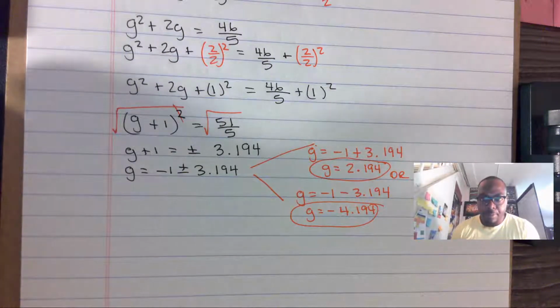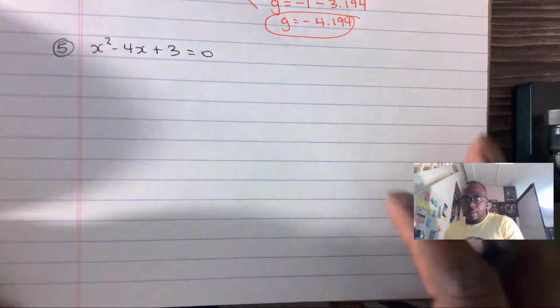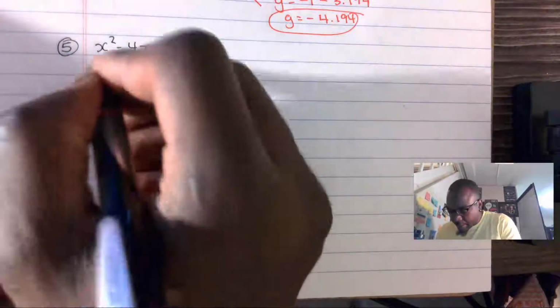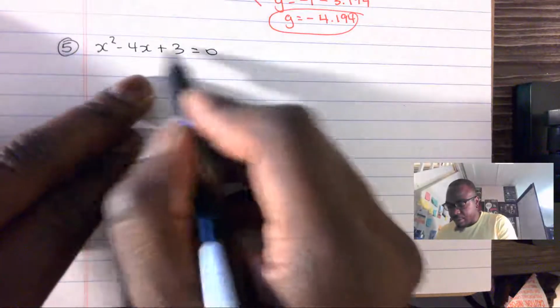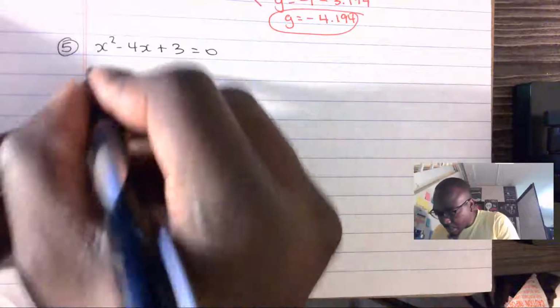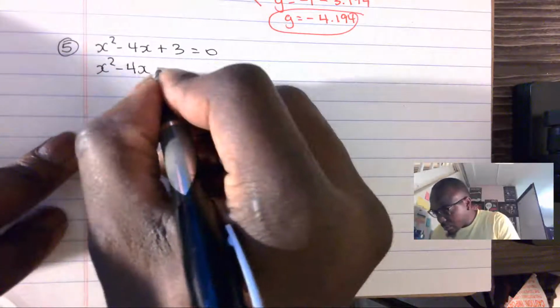So let's go ahead and look at two more problems. Let's look at another problem here. The coefficient of x squared is 1, so all we need to do now is move the constant from the left side to the right side. If it's positive, once we move it over it becomes negative. So we've got x squared minus 4x equals negative 3.